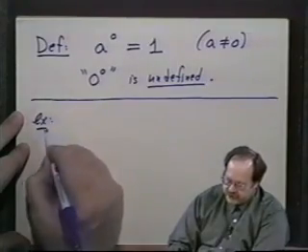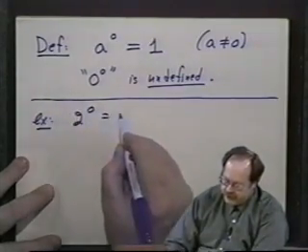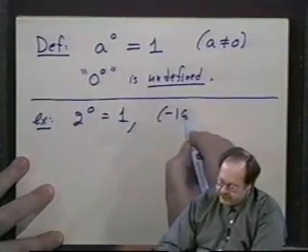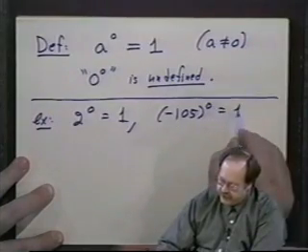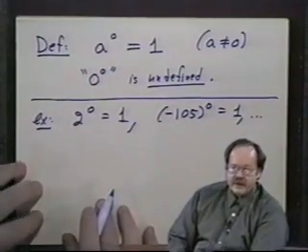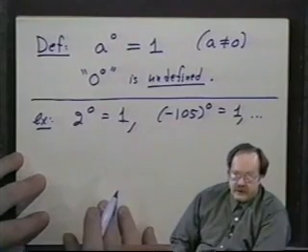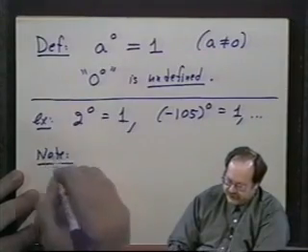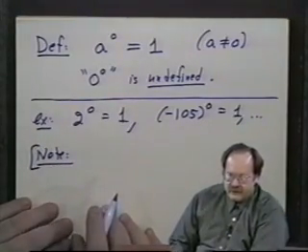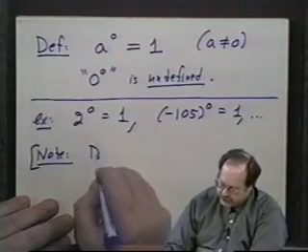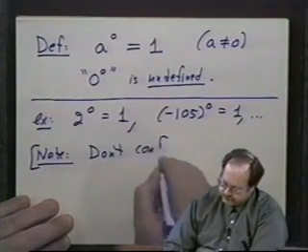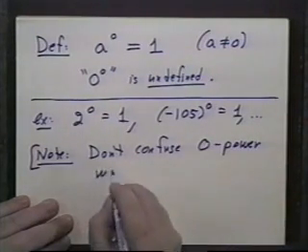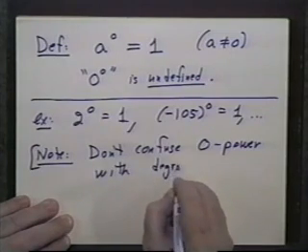Now here's an example just to show you how this works. 2 to the 0 power is 1. Right? There you go. 2 to the 0 power is 1. You can take negative numbers. Negative 105 to the 0 power is 1, etc. Any real number taken to the 0 power except 0 is going to be 1. Now just as a minor note here, because there may be someone out there that's thinking of this, you have to be a little careful. In context this won't be a problem. But don't confuse 0 power with degrees.